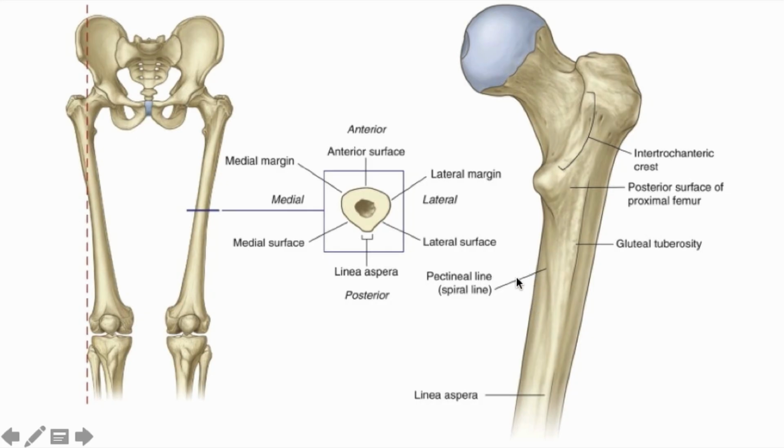The pectineal line, which is right here, curves anteriorly under the lesser trochanter and joins the intertrochanteric line. And the gluteal tuberosity, which is back here, is a broad linear roughening that curves laterally to the base of the greater trochanter, and the gluteus maximus muscle is attached to the gluteal tuberosity. The triangular area enclosed by the pectineal line, the gluteal tuberosity, and the intertrochanteric crest is the posterior surface of the proximal end of the femur.